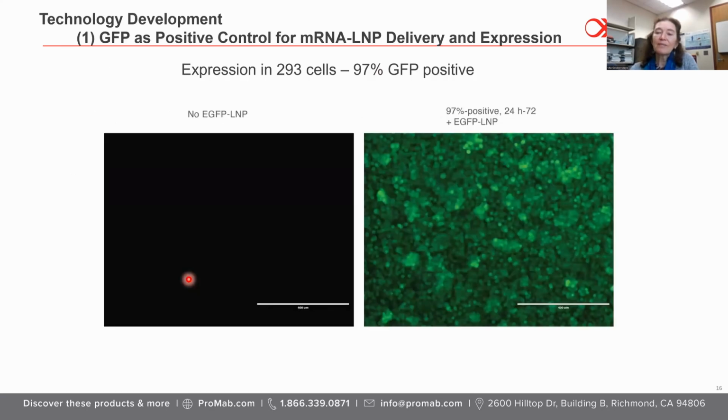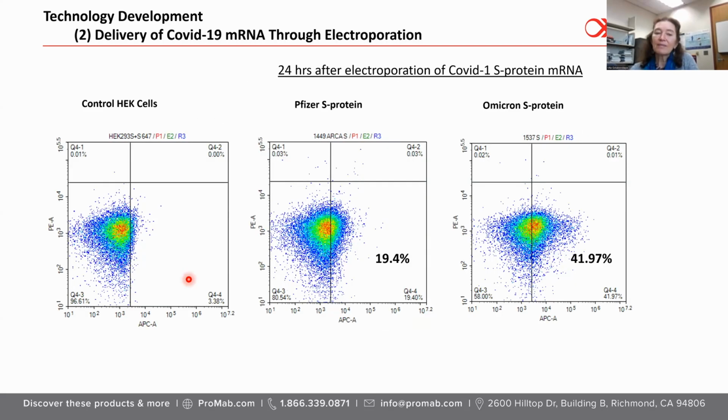The question is about the relationship between the size, PDI, and the transfection efficiency. Is there some correlation between them? Is any specific size usually going to give a better result? We are still studying this.